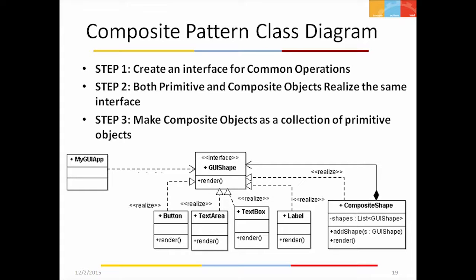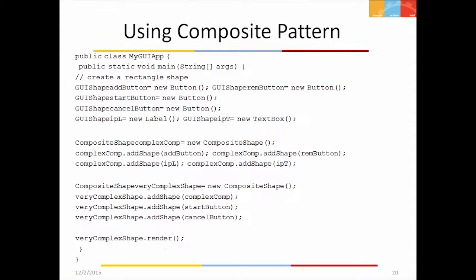So for button, the render is basically an atomic operation. It actually implements how to render a button. But in case of composite shapes, the render method of composite shape will actually call the render method of button, it will call the render method of text area, it will call render method of text box, and so on, if this composite object is constructed out of a button, a text area, or a text box. So how would this composite pattern be used?